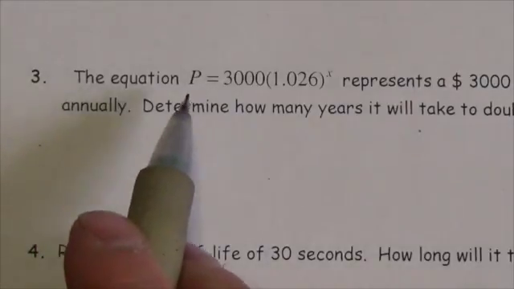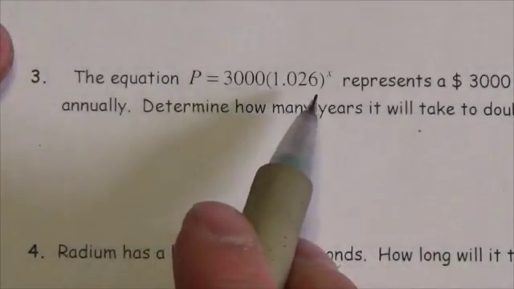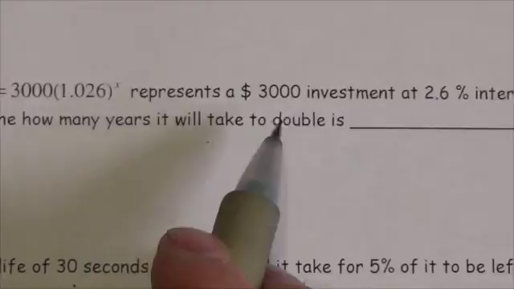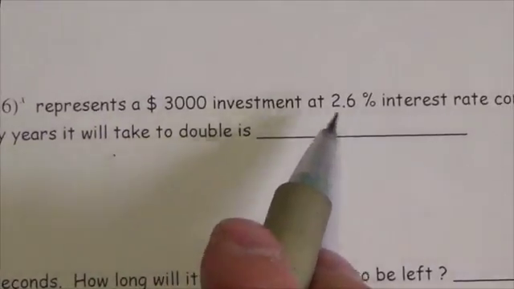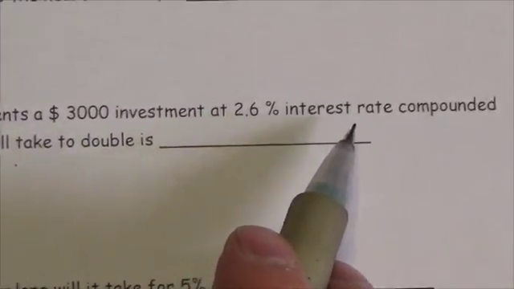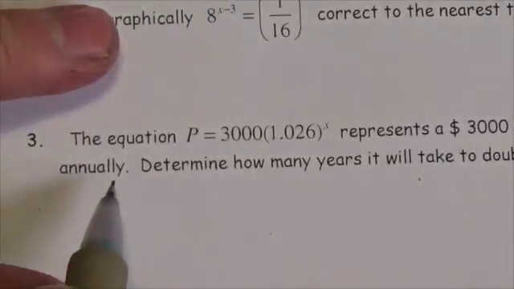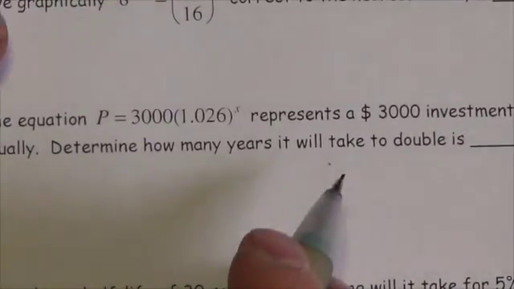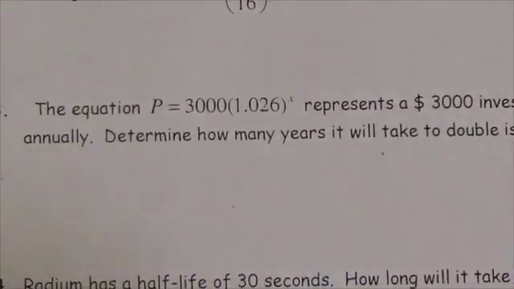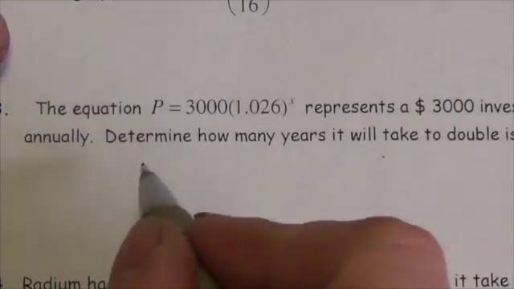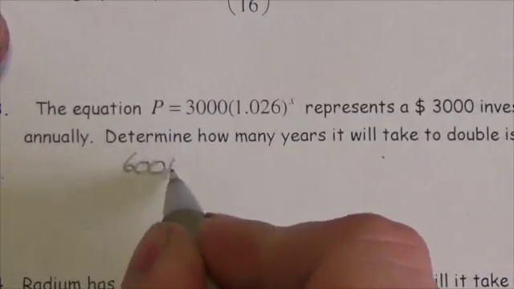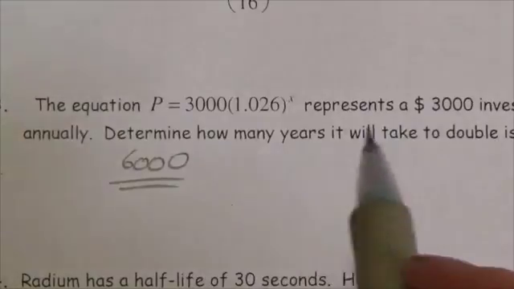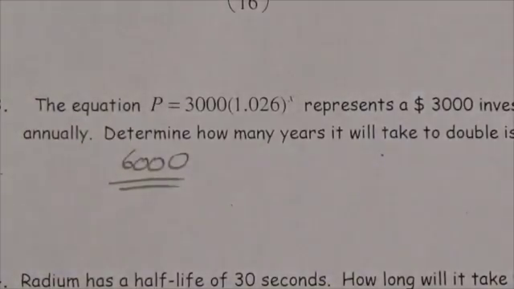So the equation P equals 3,000 times 1.026 to the x represents a $3,000 investment at 2.6% interest compounded annually. Determine how many years it'll take to double. Well, to figure out how much it's going to be when it doubles, it's going to go to 6,000, right? Because 3,000 there is the coefficient. It represents the y-intercept and the initial value of the investment here.